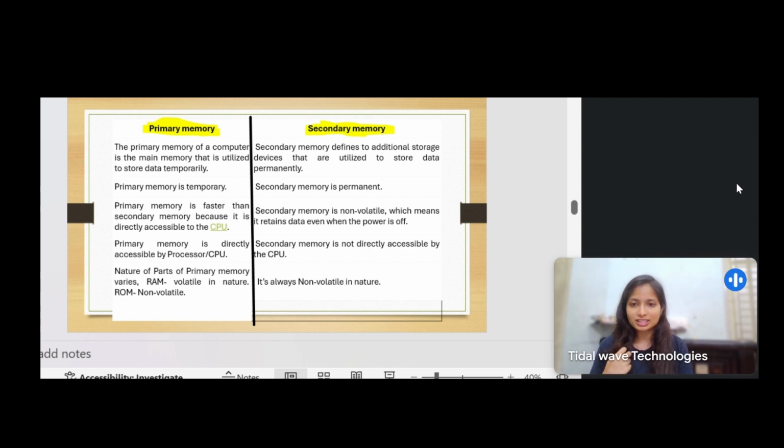Yeah, the same points are written again and again. You can just read it once so that you will understand it clearly.